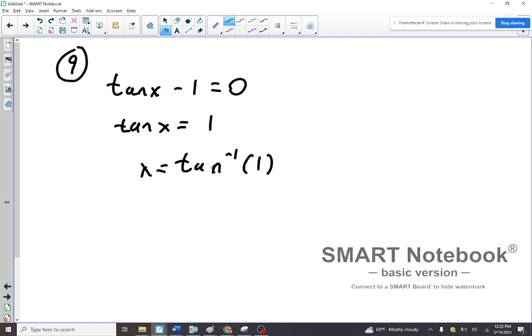What? No, arctan. It looks like log to me. I can see where you see logs, but no.